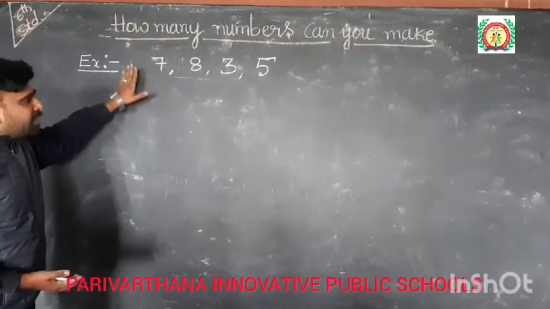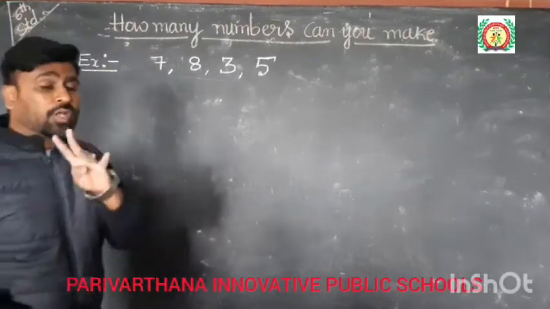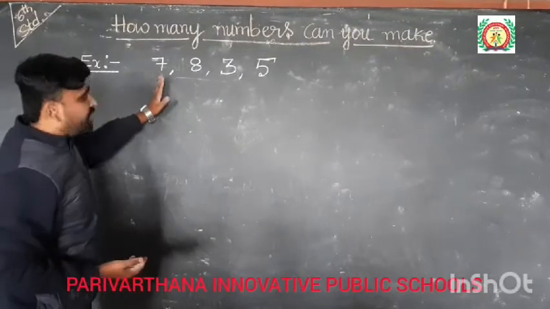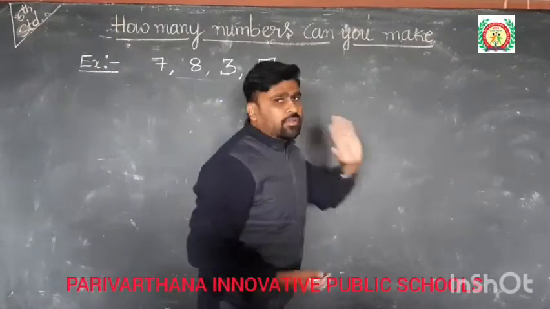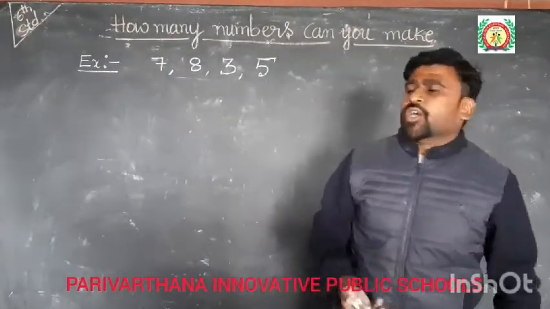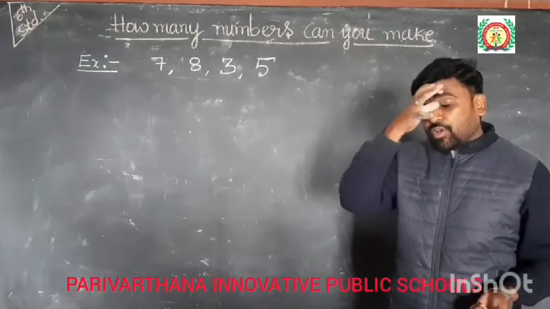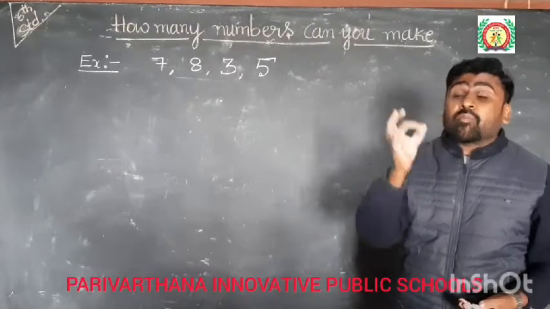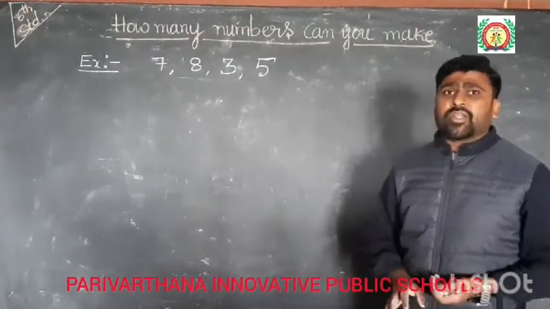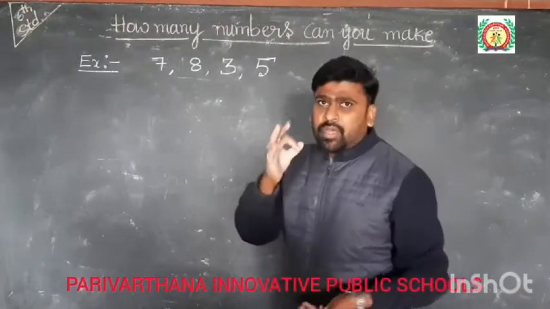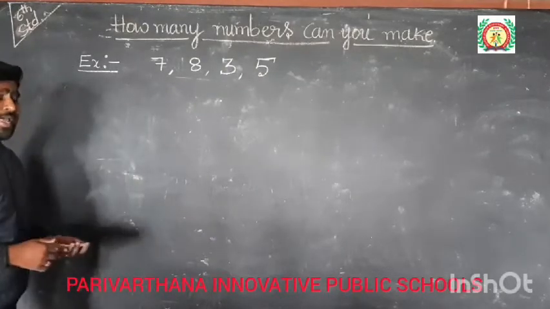For the first example, I have taken 4 digits. Total 4 digits, that is 7, 8, 3, 5. Using these 4 digits, how many numbers can you make? Now see, how many numbers can we make?